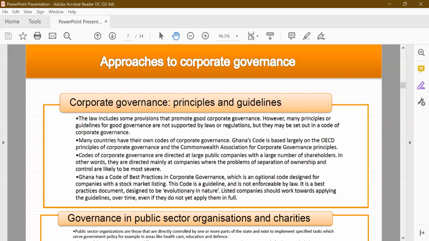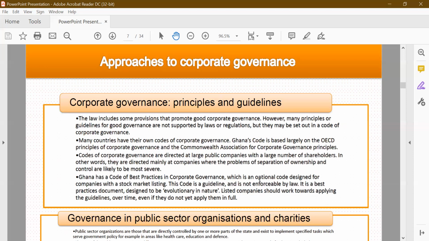Ghana also has a code of best practices in corporate governance, which is an optional code designed for companies with a stock market listing. This code is a guideline and it's not enforceable by law. It is a best practices document designed to be evolutionary in nature. Listed companies should work towards applying the guidelines over time, even if they do not yet apply them in full.